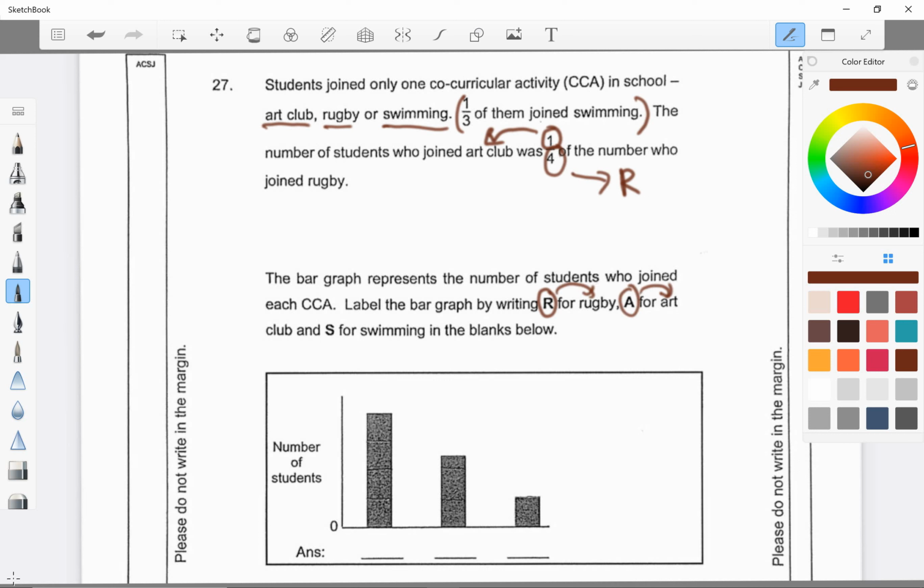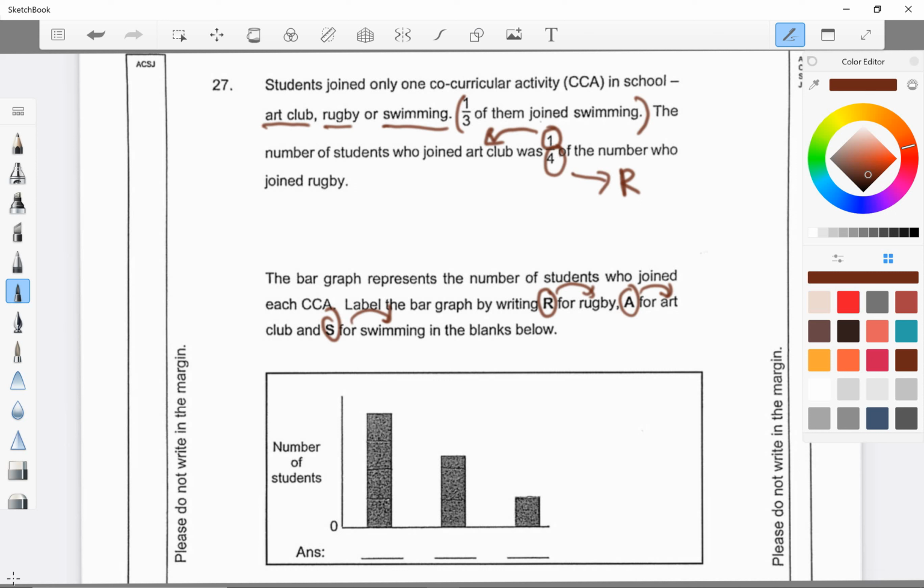So a question that I always get from my students: what if I wrote the full name of rugby, art club, and swimming? Would they actually penalize me? Would they actually take away marks from me? I will guess the answer is no. Okay, it's no, because technically R indeed stands for rugby, A for art club, and S for swimming. It's just that given the space constraints by the question, it's very hard to squeeze the entire form of the CCA into the blank itself.